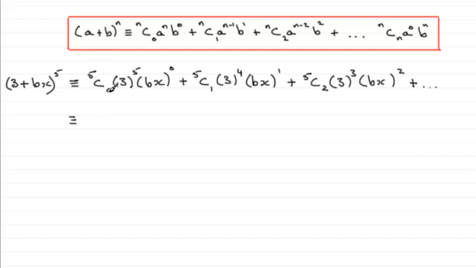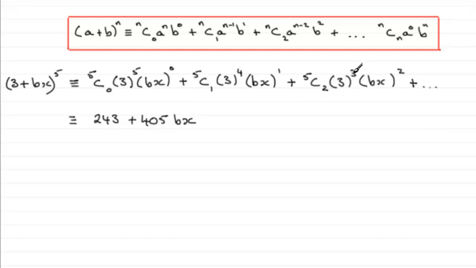Anything C0 is always going to be 1, and anything to the power 0 is going to be 1, so this is just going to be 3 to the power 5. And 3 to the power 5 turns out to be 243. As for the next value here, 5C1, anything C1 is always that anything, so 5C1 turns out to be 5. 5 times 3 to the power 4, that's 5 times 81, turns out to be 405. So you've got 405, and then that's multiplied by bx.